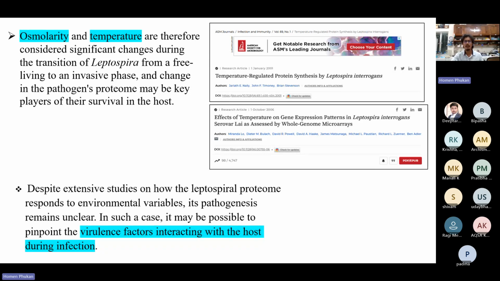Many studies have been going on into how the Leptospira proteome responds to environmental variables, but its pathophysiology is still unclear. In such a case, it may be possible to pinpoint a virulence factor interacting with the host during infection.